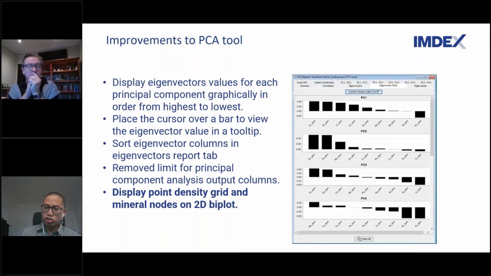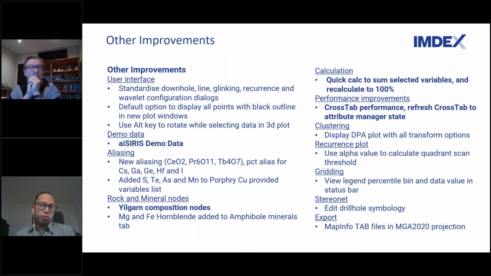And also that screenshot that I have on the screen is displaying eigenvector values graphically in order from highest to lowest. You can basically look at this instead of looking at the eigenvectors tab of numbers. So that's pretty neat. And we have a whole bunch of other improvements, and I'll just mention these during the demo as well.